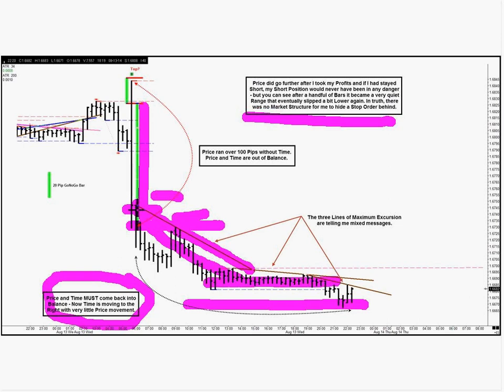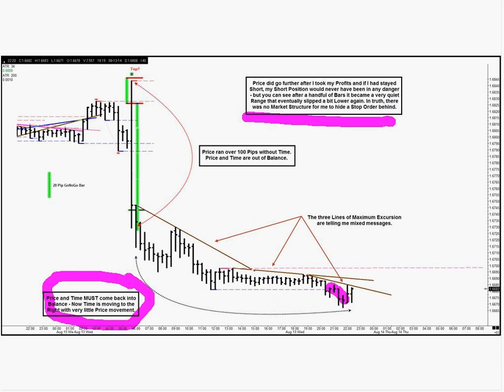Yes, we doubled the range, right, and dropped here. So now what comes next? The three lines of maximum excursion are telling me mixed messages. Why do I say that? You made a straight drop. Let me erase some of this. Give me a second. I'll make it obvious, I hope. Okay. Price is making new lows, making lower lows and lower highs.